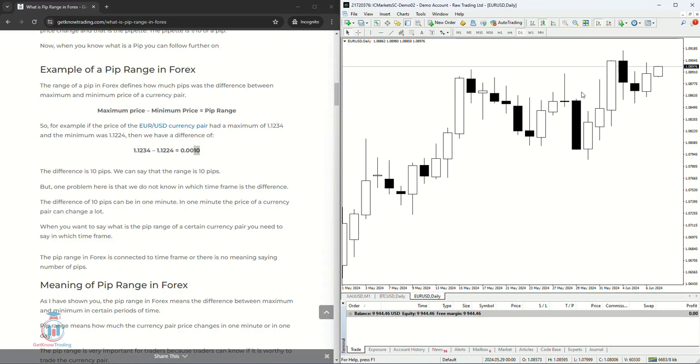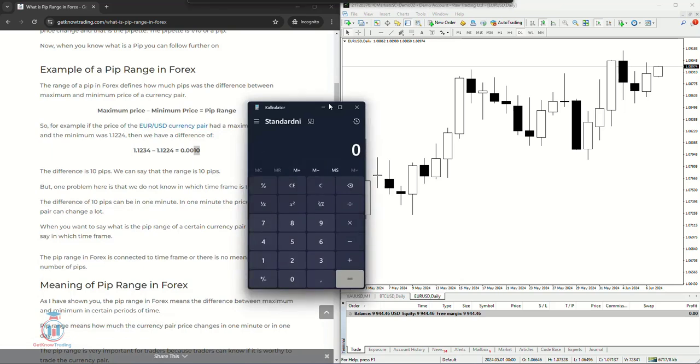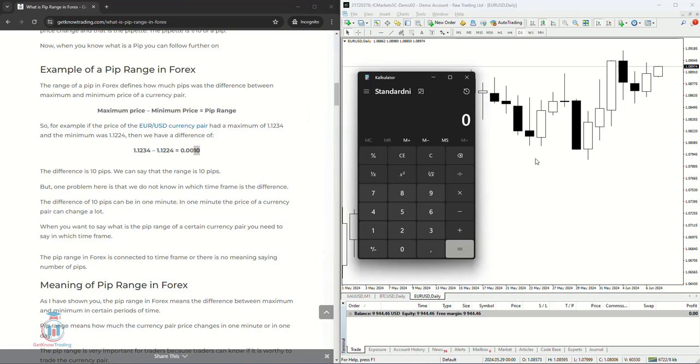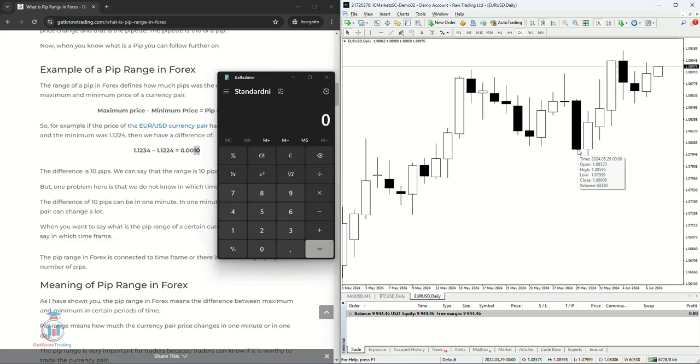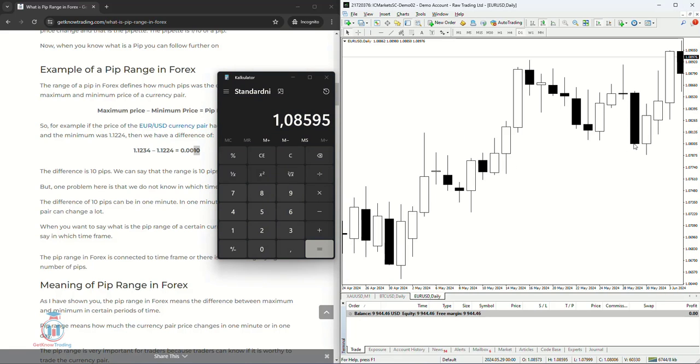If I go with my mouse with this arrow here on the close price of this candle, you will get a new window which says what is the open, what is the high, what is the low, what is the close, and what is the volume. So if you go and check what is the high, which is 1.08595, let me use the calculator, just a minute. Here it is, 1.08595. This is the one here.